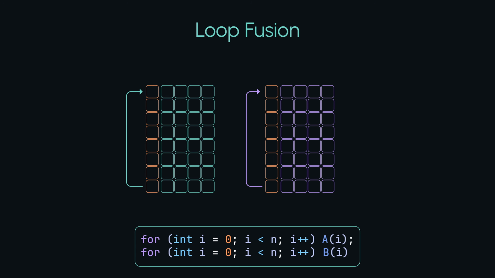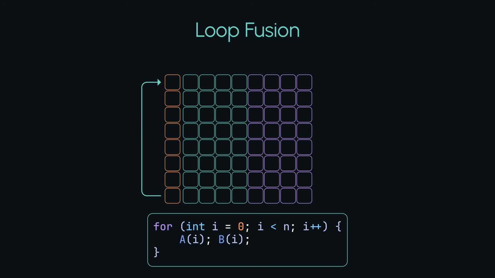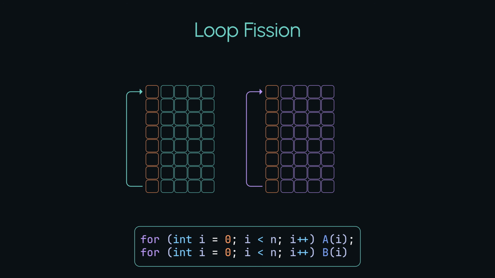We can merge them into one loop that does both, so-called loop fusion. The reverse, called loop fission, is also useful. We can split unrelated computations into separate loops, which can, for example, help a vectorizer notice potential optimizations. And then there's loop interchange and tiling.